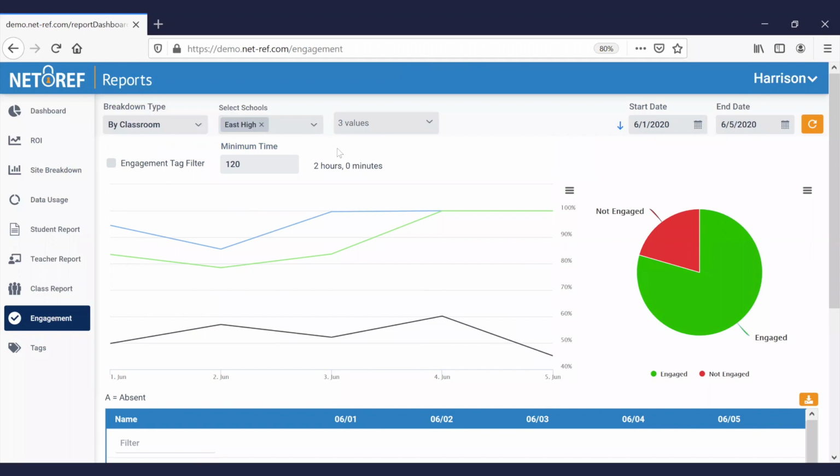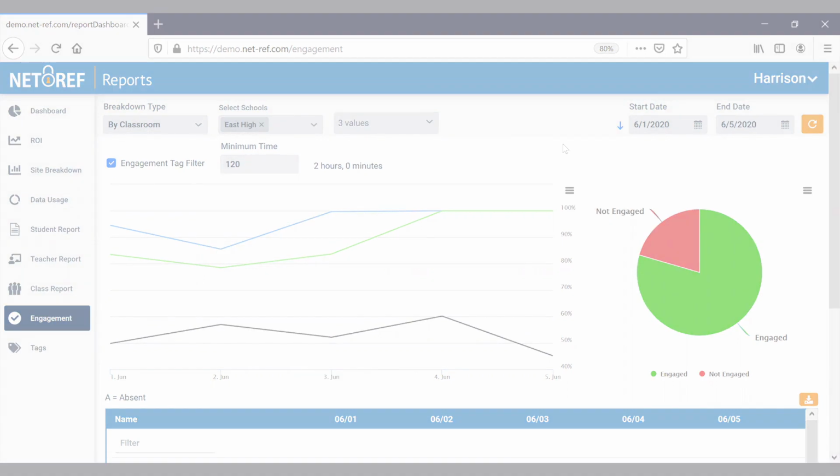You might ask, if Colin spends 2 hours playing video games online, is he counted as present even though he wasn't on task? No. Your school or district can use the engagement tag to select the educational tools or programs that students must be on for the designated amount of time in order to be counted as present. Netflix and cat videos don't count.